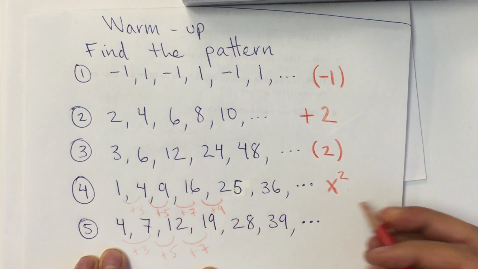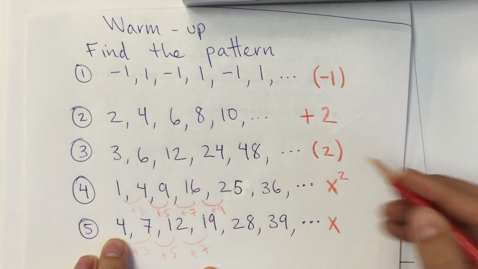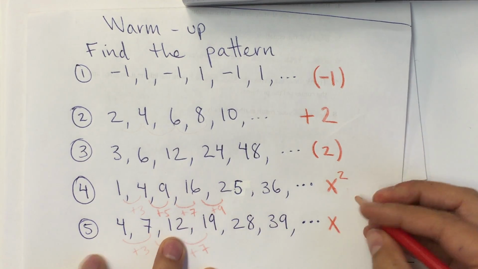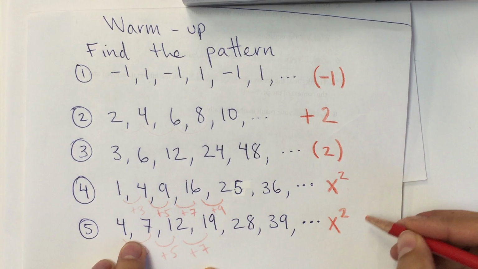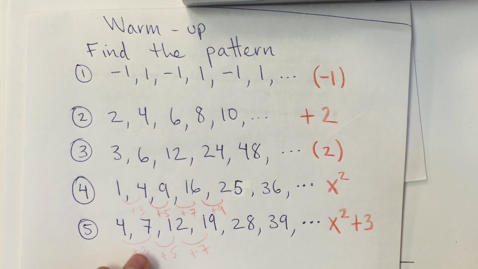If you notice, it's going to be the number, the space in which they are. There is space 1, space 2, space 3. We square it, and then we add 3. Okay, so those will be the patterns for this warm-up.